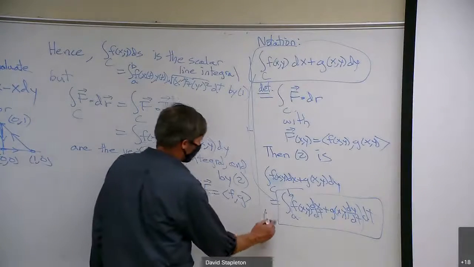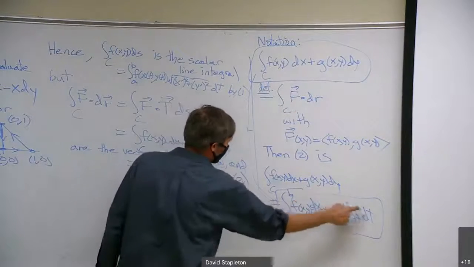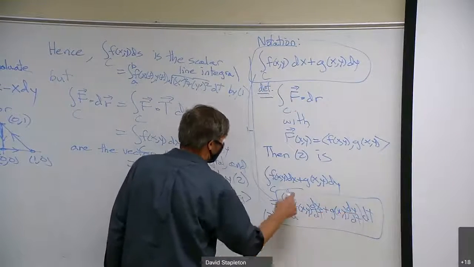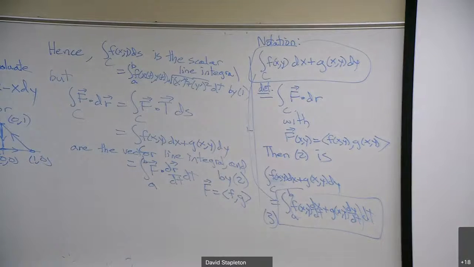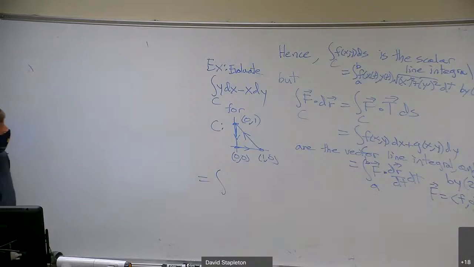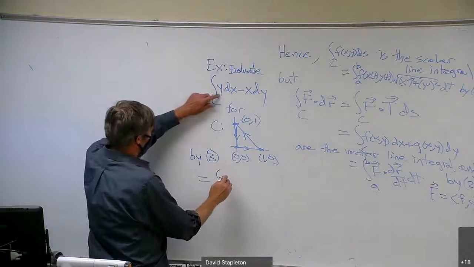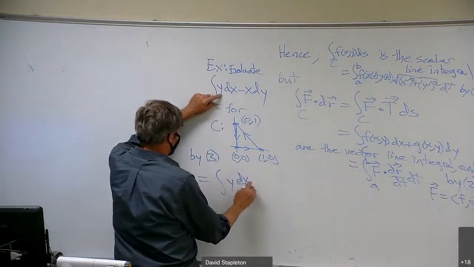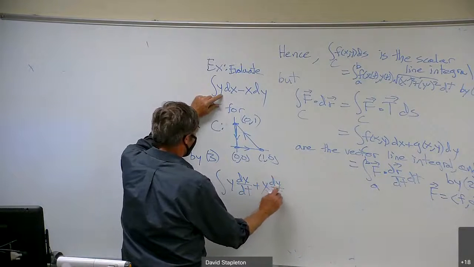Call this one equation 3, that the integral of f dx plus g dy, just replace dx with dx/dt dt and dy with dy/dt dt, go from a to b instead of writing along C. That'll be 3. Now we can say by 3, this is equal to y dx/dt dt plus x dy/dt dt.